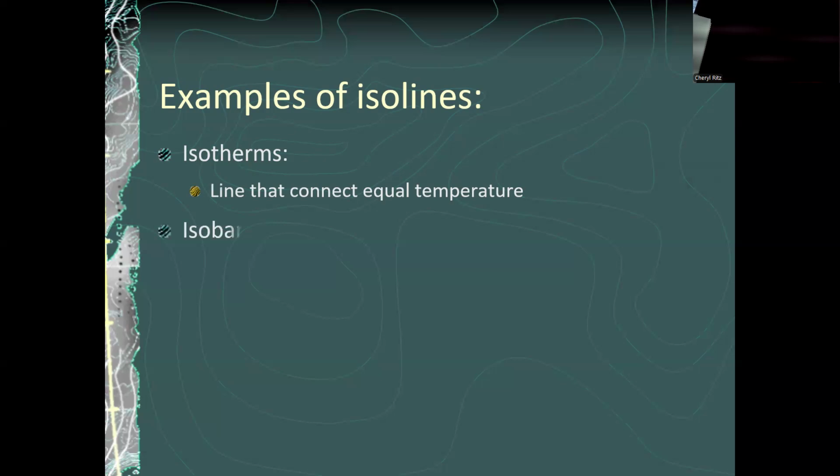Isobars is the next one. This is not areas of equal places you go to drink alcoholic beverages. This is lines that connect areas of equal barometric pressure, which just means air pressure. We'll learn later this year when we do weather that air pressure controls a lot of the weather that we're experiencing. High pressure, like today, is a fairly high pressure, which is why we have a nice day. Low pressures are those cruddy days.